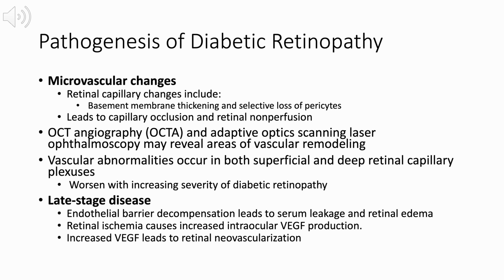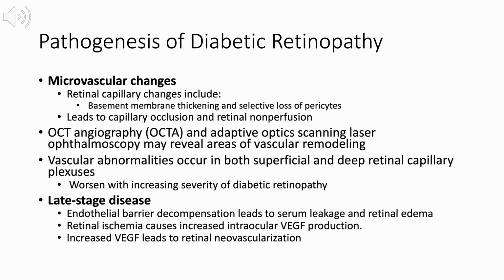Modern imaging allows us to visualize these changes with remarkable resolution. OCT angiography, or OCTA, and adaptive optics scanning laser ophthalmoscopy may reveal areas of vascular remodeling that would be invisible on clinical examination. Importantly, these vascular abnormalities occur in both the superficial and the deep retinal capillary plexuses, and they worsen with increasing severity of diabetic retinopathy, meaning the imaging findings track with the clinical grade. Now let us follow the process into late-stage disease, where two distinct pathways diverge from the same injured capillary bed.